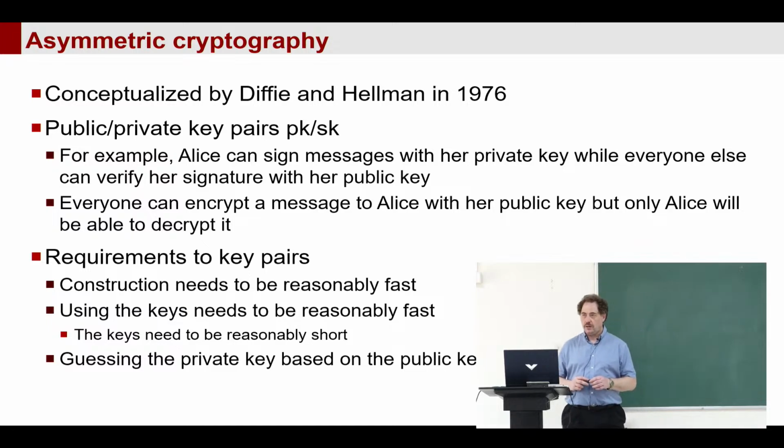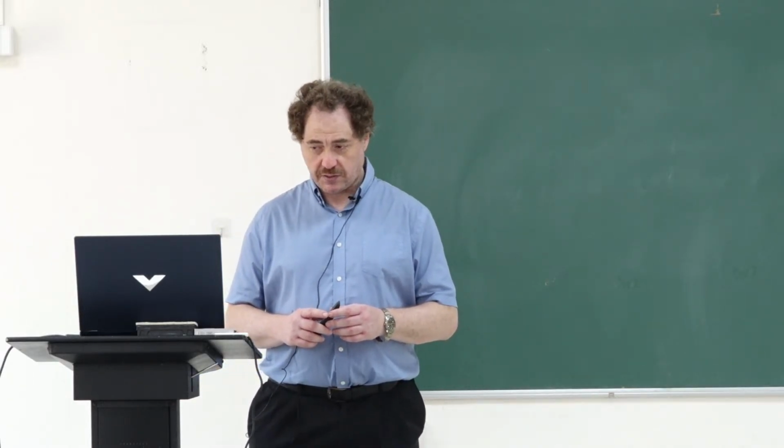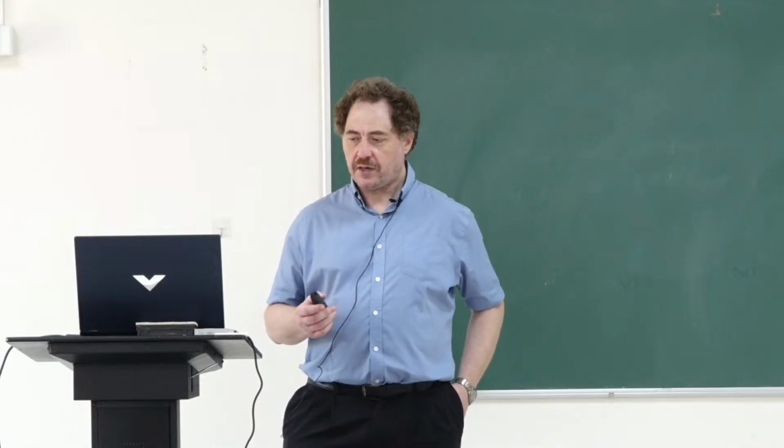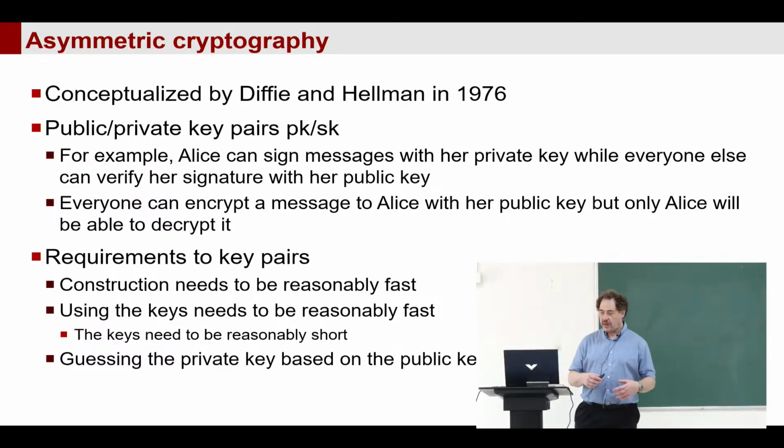I'm just briefly covering the relevant cryptographic primitives and parts. So in blockchain, we are mostly using asymmetric cryptography with the public key and the private key. The idea was conceptualized by Diffie and Hellman in 1976. So in asymmetric cryptography, there is a pair of keys, one public, one private. And for example, Alice can sign messages with her private key, while everyone else can verify that indeed it was Alice who wrote the message by using the public key of Alice. Public key verifies.